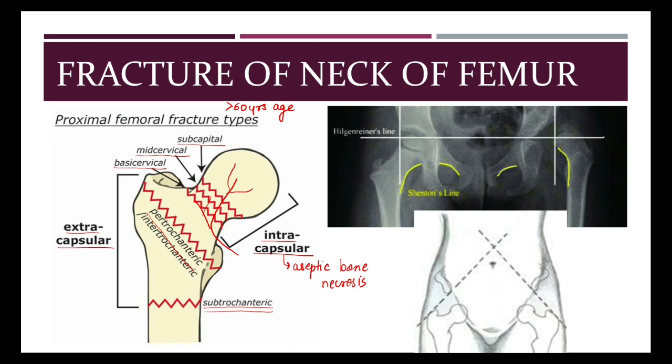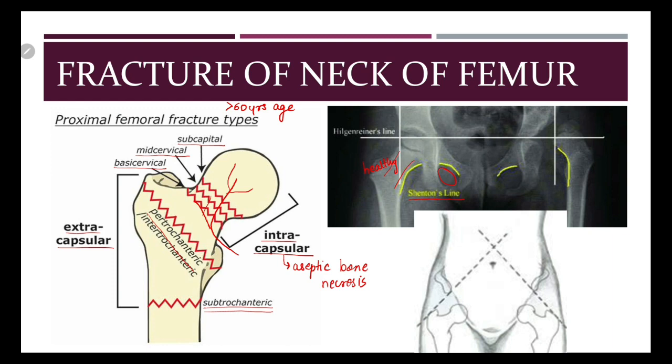The affected limb is much shortened and rotated laterally. The diagnosis is generally confirmed by X-ray by observing two lines. One is Shenton's and another is Shoemaker's. Now in this picture you can see this yellow line, that is the Shenton's line. It is represented by a continuous curved line from the upper border of the obturator foramen and lower margin of the neck of the femur.